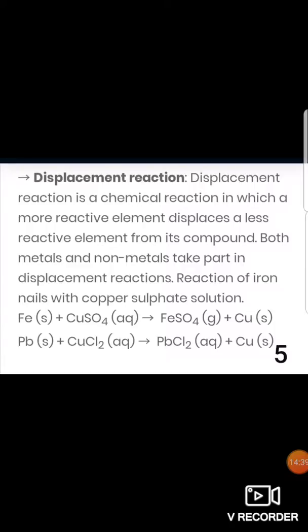This is called a displacement reaction. When a more reactive element displaces a less reactive element, it is called a displacement reaction. Iron is a more reactive element, it displaces copper easily. Lead is a more reactive element, it displaces copper too.